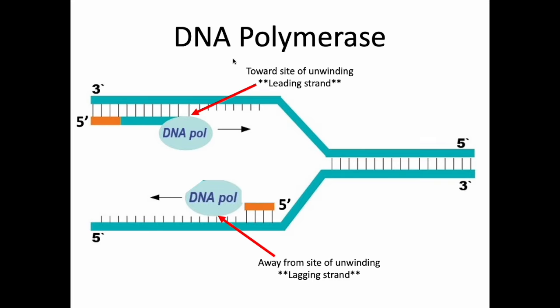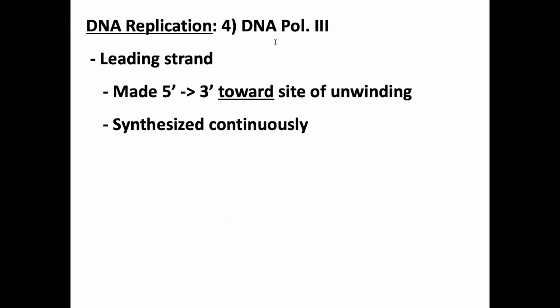So this strand up here, the one that's moving toward the site of unwinding, is called the leading strand, and it builds DNA continuously. Because again, it's just going to keep going. There's going to be more unzipped as it makes its way down, one big long piece of DNA. In summary, still talking about DNA pol 3, there is a leading strand. The leading strand is made 5 prime to 3 prime toward the site of unwinding, and again, it is synthesized continuously. No breaks, no starts and stops. It's just going to keep going as helicase keeps going.